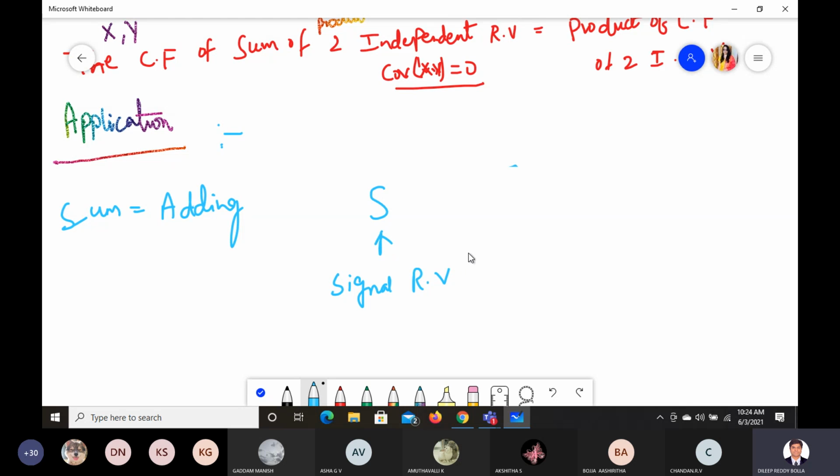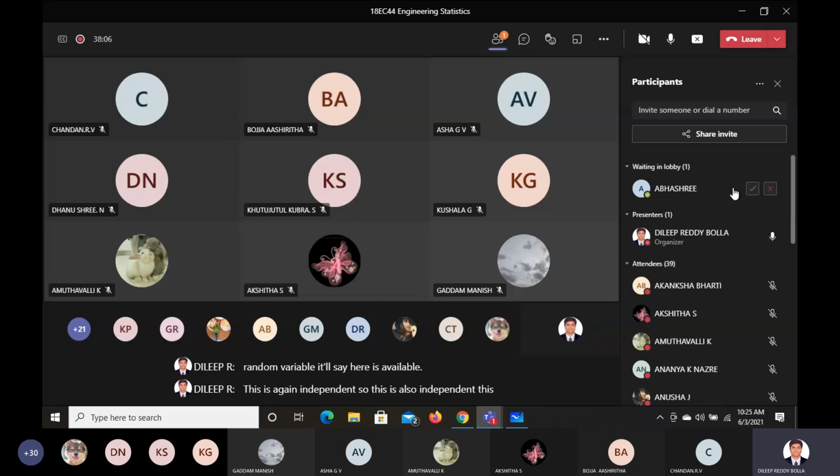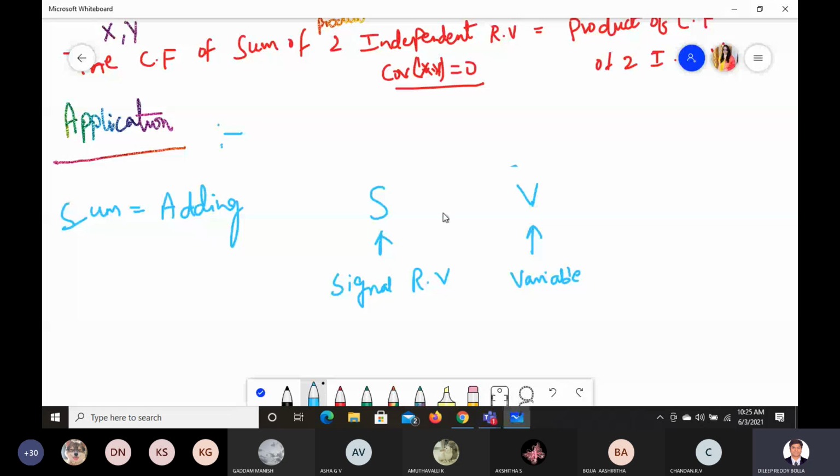This is independent to the independent random variable noise. So one more random variable, let us say here is a variable. This is again independent. When we have a signal which is independent in nature, the corresponding thing is adding. So W equals a single random variable V, which is a signal. Any signal is adding with a variable.